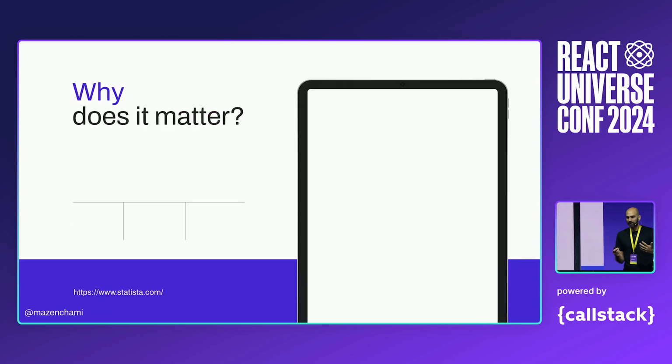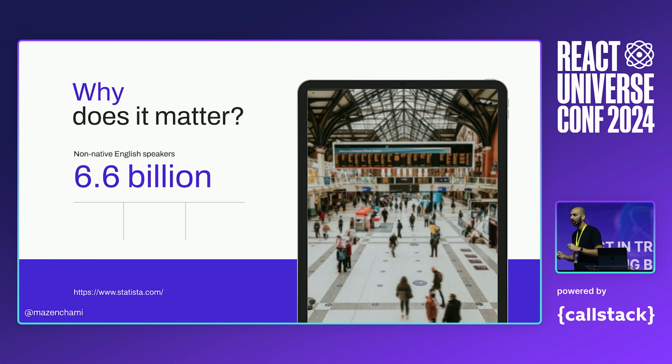You might be thinking, why does this matter? My app is out there, millions of people use it, it works great, why break it when it's currently working? Well, as of last year, the world's population was 8.1 billion people. Of that, just a small segment, about 1.5 billion were native, either first or second language was English. So there's a lot of non-native English speakers out there.